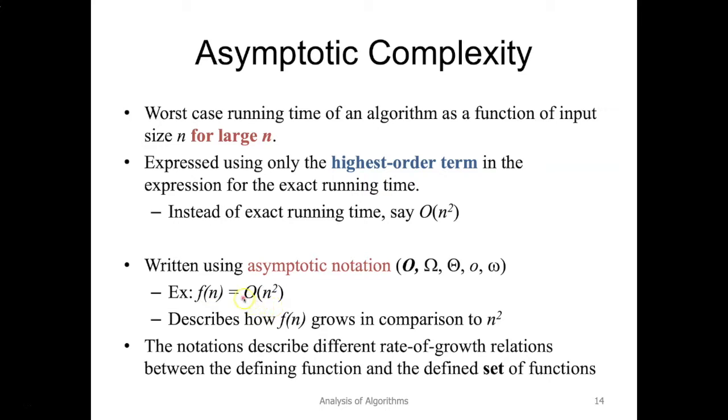So for example, big O, which we'll see, is saying that f of n is asymptotically upper bounded by the function n squared. Each of these different asymptotic notations describes a different rate of growth relation between f of n and this set of functions.